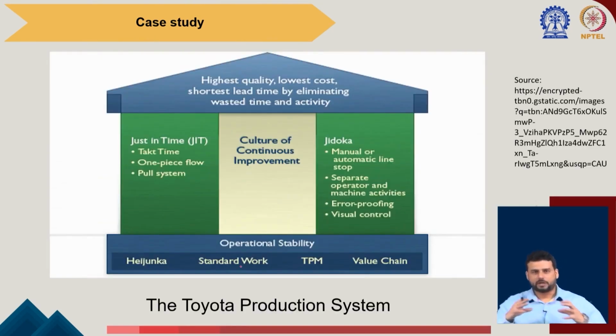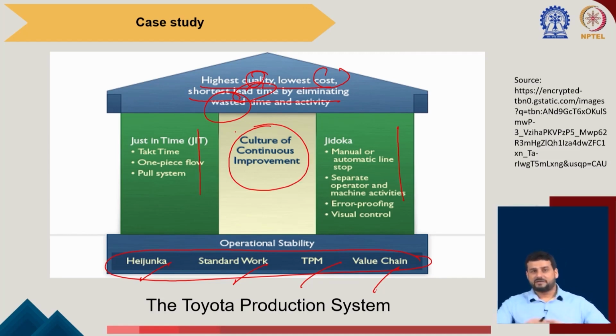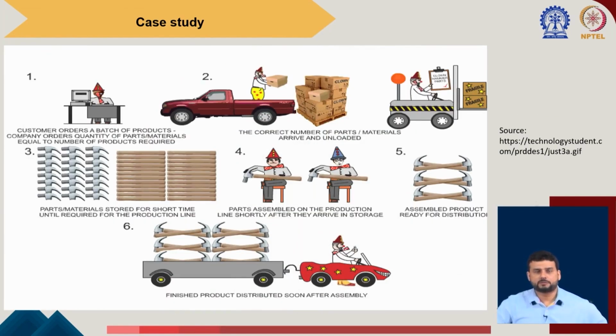This is the complete Toyota production system, or the quality house you can say, with the highest quality, lowest cost, shortest lead time by eliminating all the waste. So these three focuses, quality, cost, lead time, and how can you do that? By eliminating all the waste. What is the foundation of this house? The foundation is these concepts: Heijunka, standard work, total productive maintenance, and value chain, right? Just in time and jidoka are the pillars, and then they provide a continuous improvement environment within the organization. We'll go through these steps, these processes, one by one.